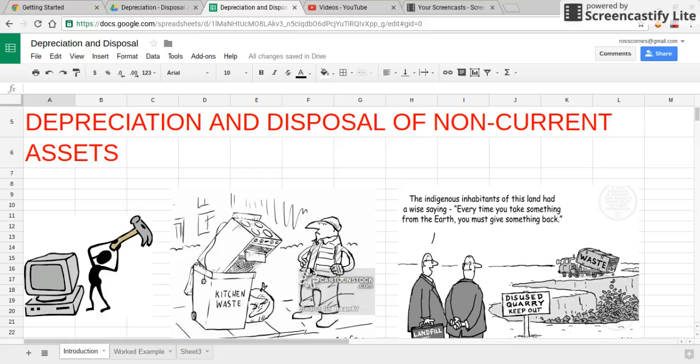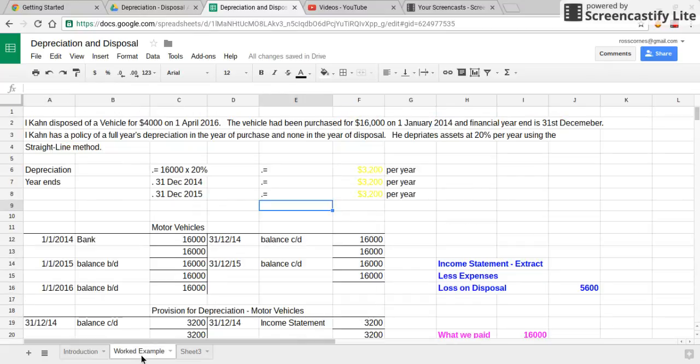Hi ladies and gents, welcome to this podcast where I'm going to be looking at depreciation and the disposal of non-current assets. What this links to is what we've been doing so far, where we've looked at reducing balance depreciation, straight line depreciation, and we've also looked at the valuation method of depreciation.